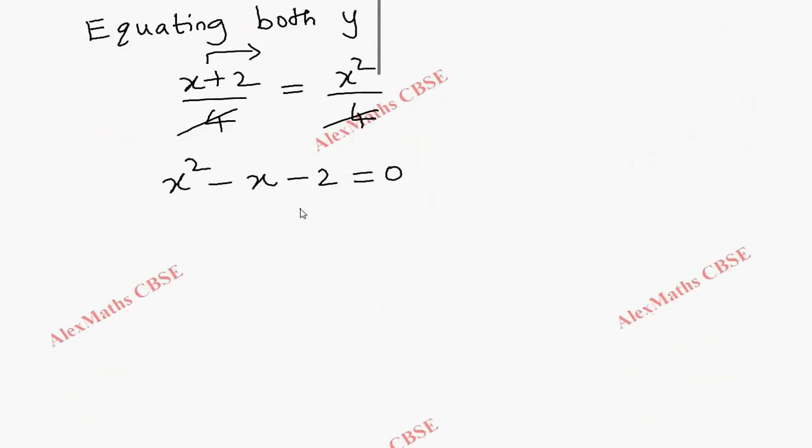Now we have to split the middle term. Product is minus 2 and sum is minus 1. So the numbers are 2 and 1, but it is minus 2 and plus 1. Then only the product is minus 2, and when we add we get minus 1. So this middle term is split using these two numbers.